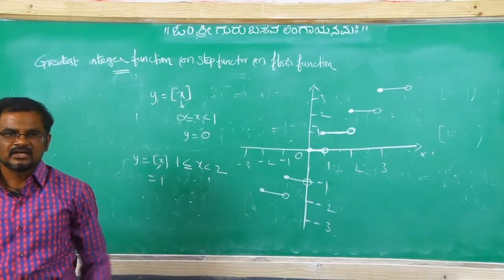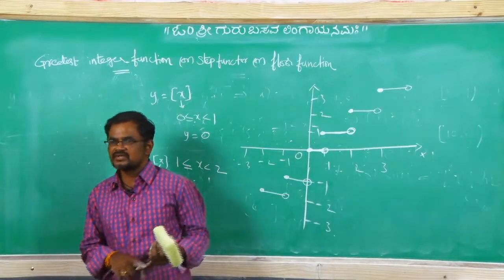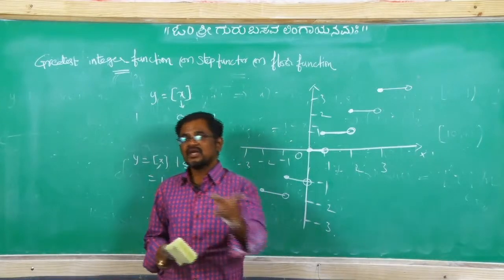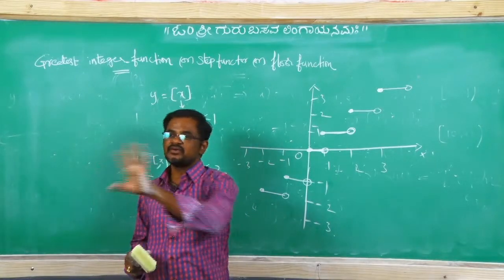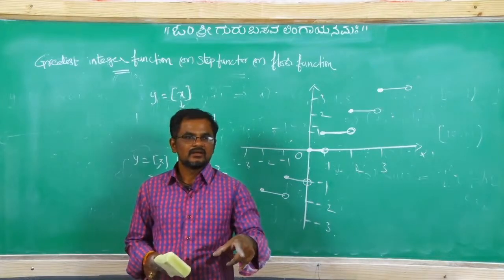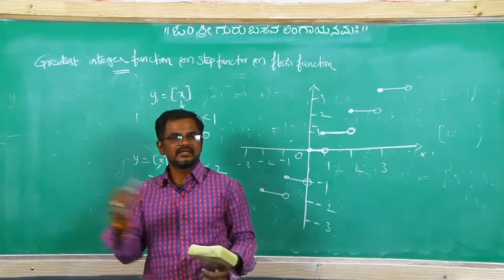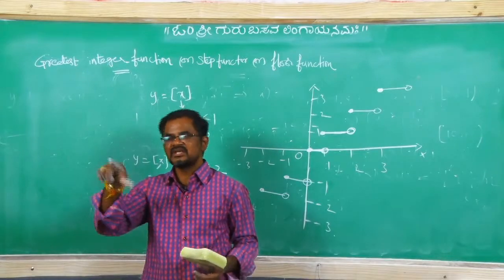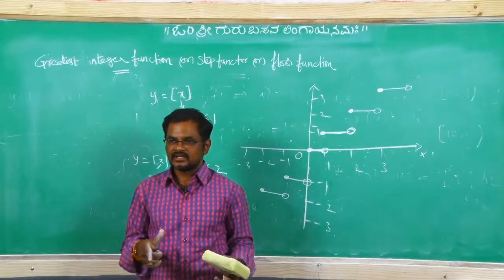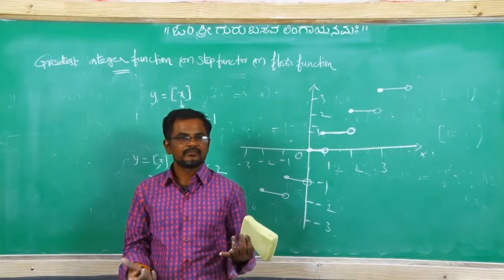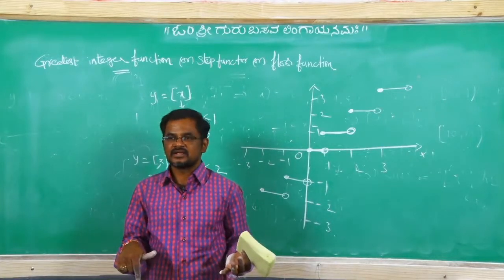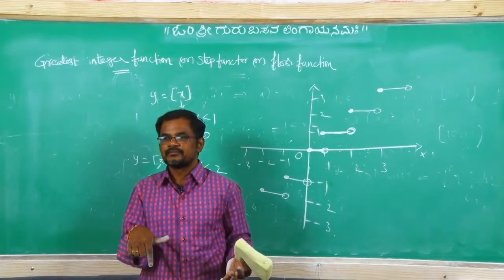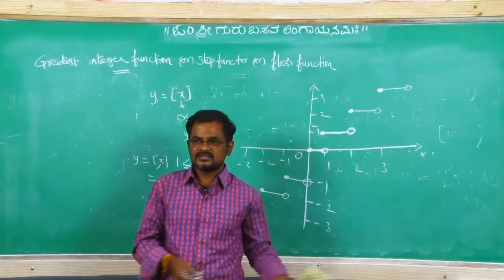Means nothing but for values from 0 including 0 and up to 1, what is the step of x? 0. Then 1 including 1 and up to 2, it is 1. Between 2 and 3, 2. Between 3 and 4, 3. Then -1 to 0, -2 to -1, -3 to -2, -3, right? Now one second, listen.